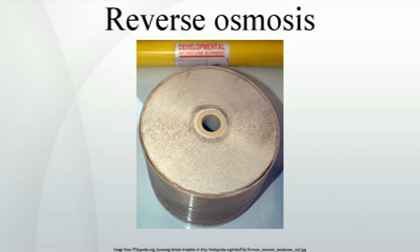Process. Osmosis is a natural process. When two liquids with different concentrations of a solute are separated by a semi-permeable membrane, the fluid has a tendency to move from low to high solute concentrations for chemical potential equilibrium.